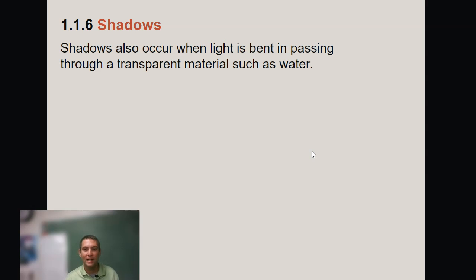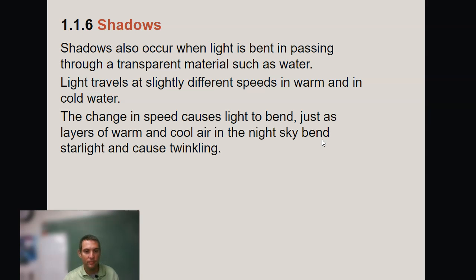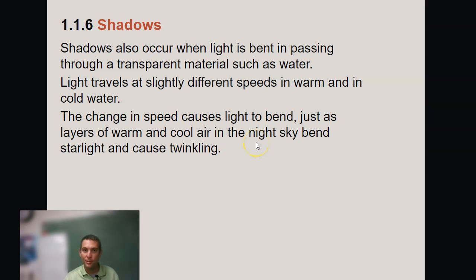Shadows also occur when light is bent in passing through a transparent material like water. Light travels at slightly different speeds in warm and cold water. The change in speed causes the light to bend, just as layers of warm and cool air in the night sky bend starlight and cause twinkling. This, in astronomy, is called seeing. When you go outside and see the stars and it looks like they're twinkling, or getting brighter and dimmer really fast, that's what's happening: the change in speed that the light is traveling through the atmosphere.